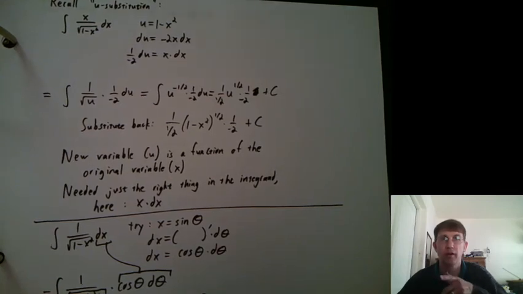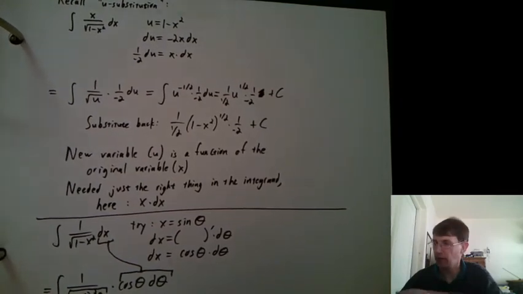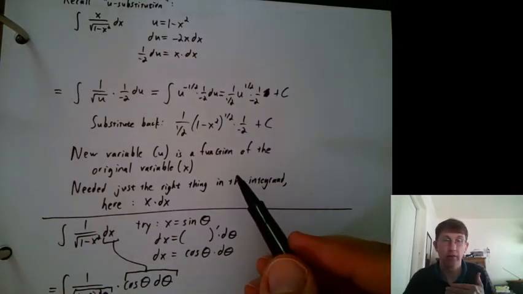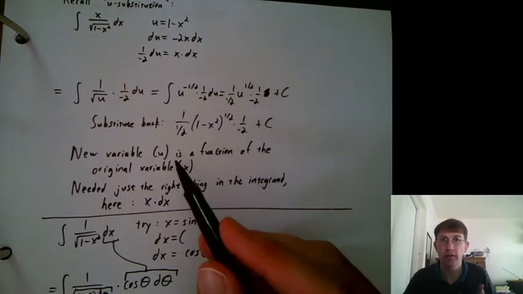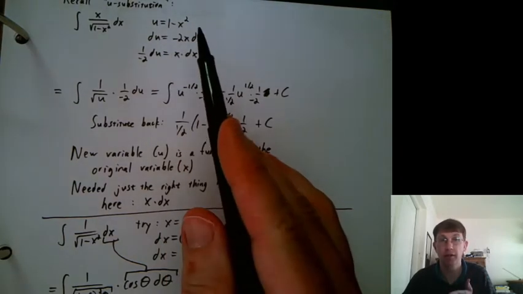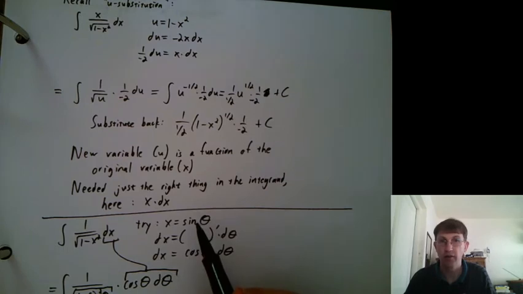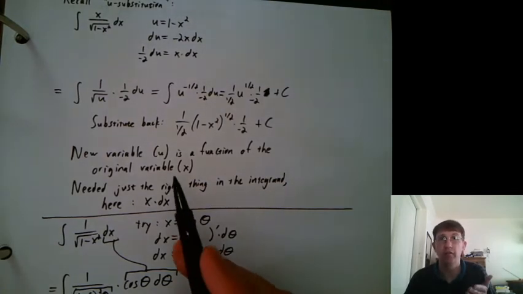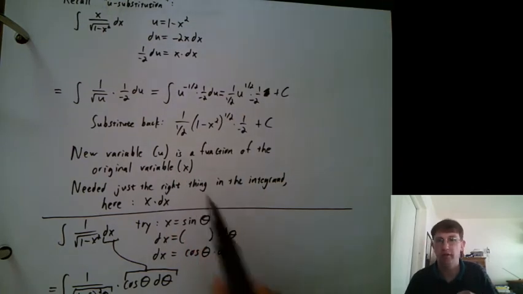I forgot to point out at the end of the previous video, let's look back at U-substitution versus reverse or trig substitution. In U-substitution, the new variable is a function of the original variable, u equals 1 minus x squared. In reverse substitution, now the new variable, theta, is giving us values of x, kind of. We're saying the old variable, x, is a function of the new variable, rather than the new variable being a function of the old variable.